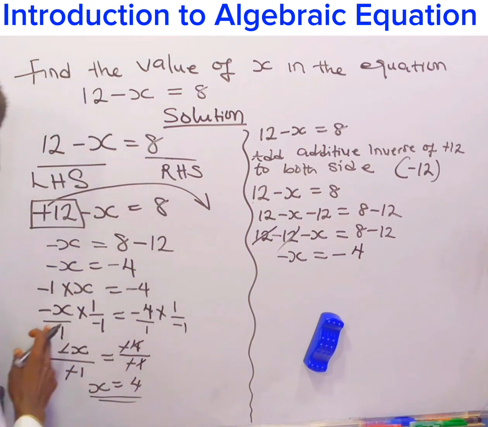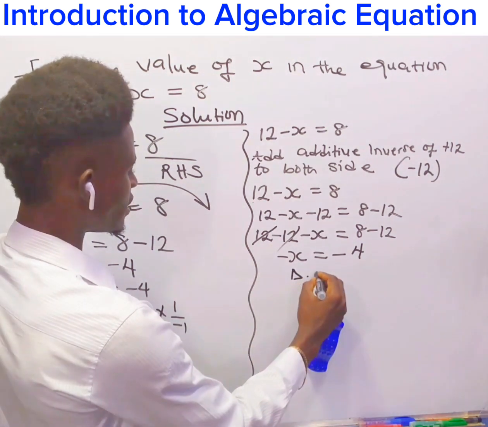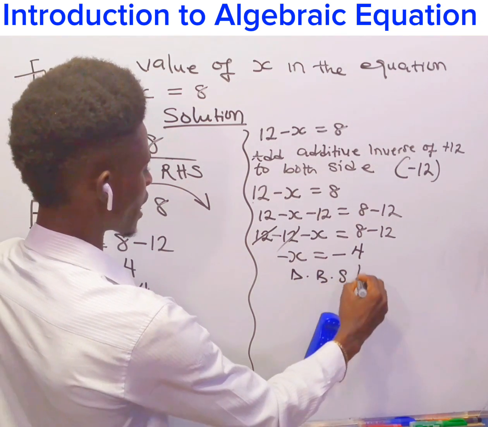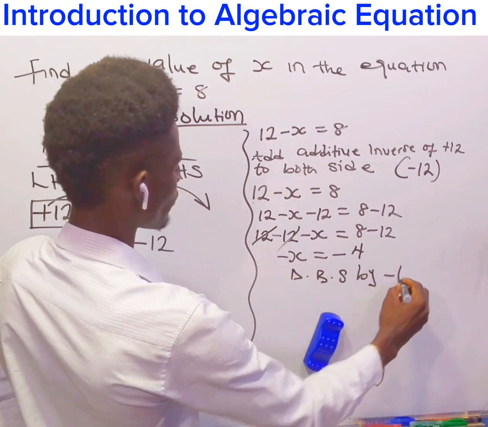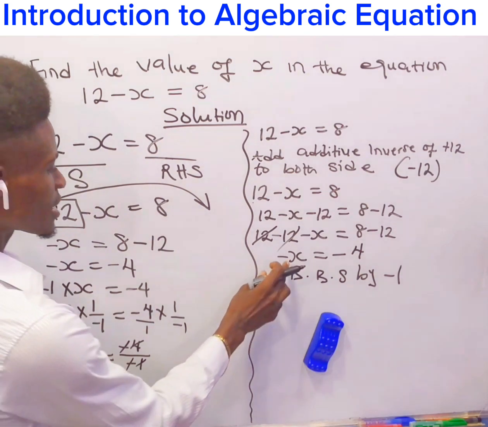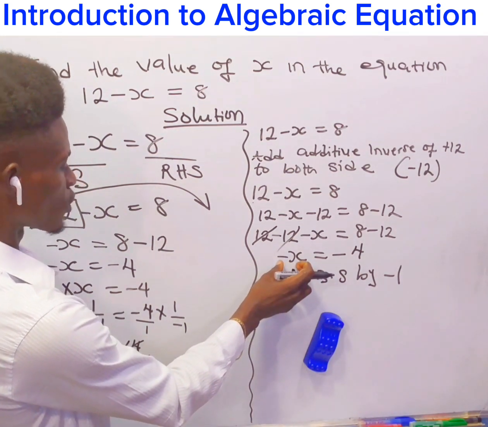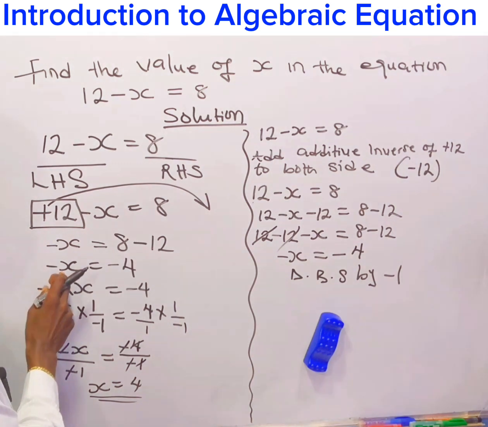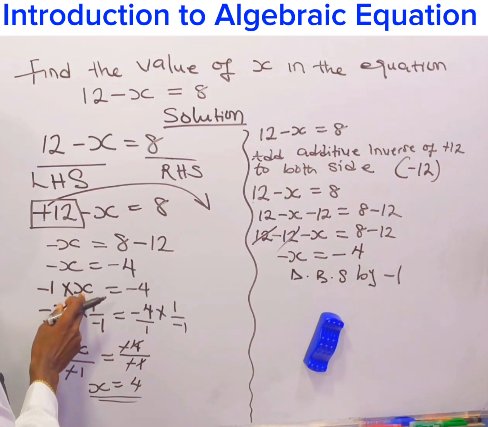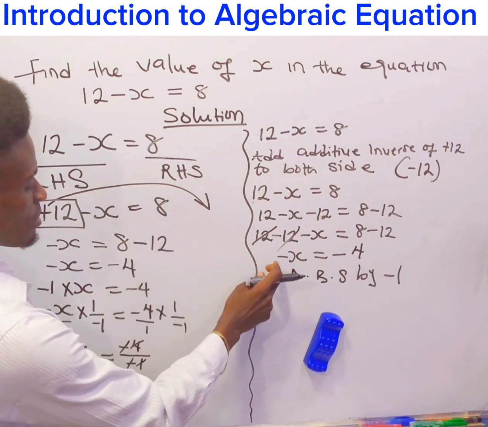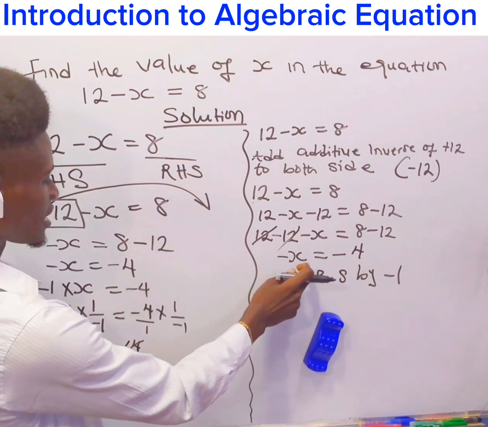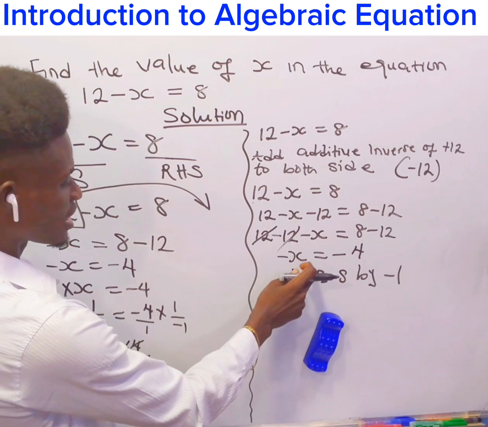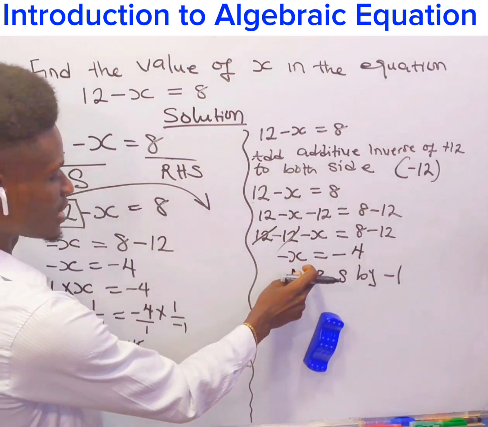Now, instead of using the multiplicative inverse as we did here, we can simply say divide both sides by negative 1. Why? Since negative x is the product of negative 1 times x. So let's do the inverse of multiply by negative 1. Instead of saying multiply by negative 1, we say divide by negative 1.